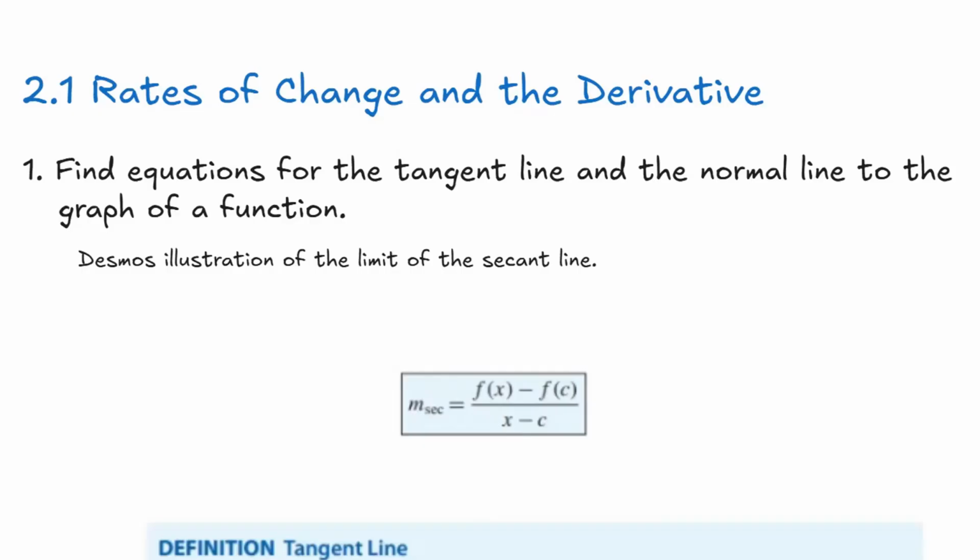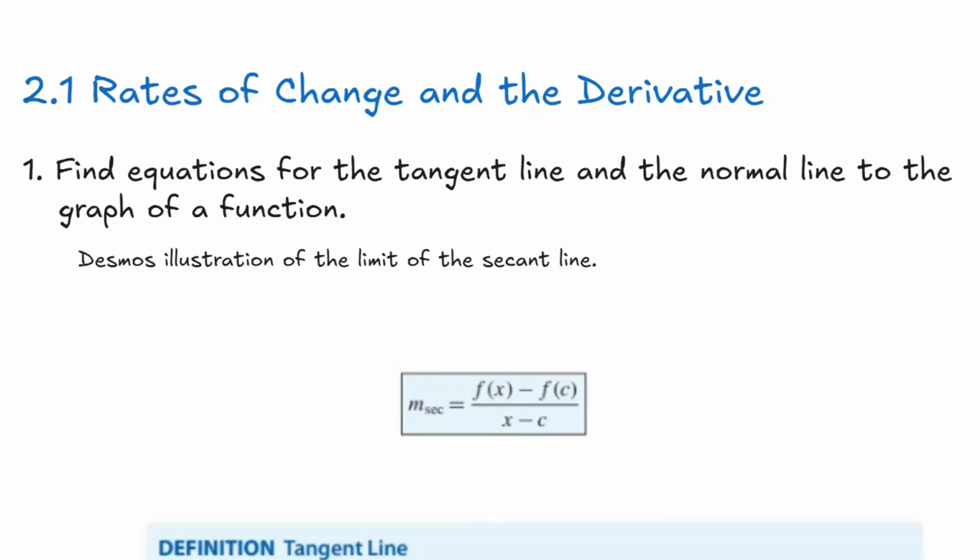So previously, back in chapter 1, we talked about this tangent line problem. This is where you're given a function f and a point on its graph, and you want to know what is the slope of the line tangent to the graph at that point.